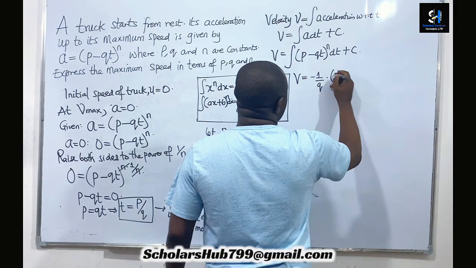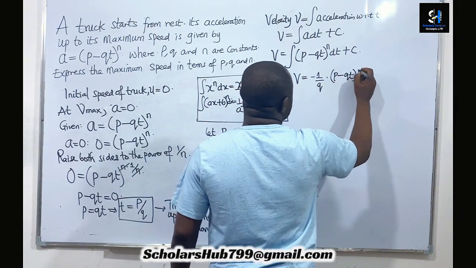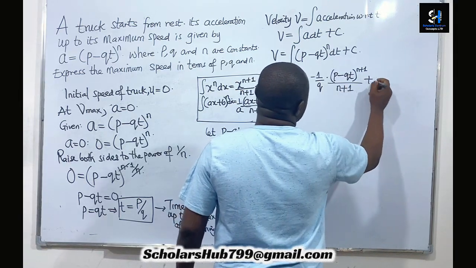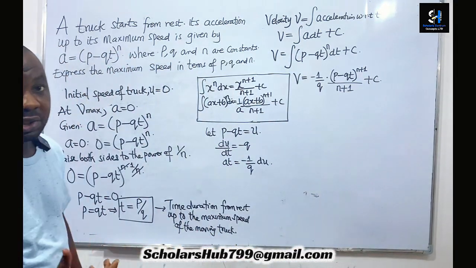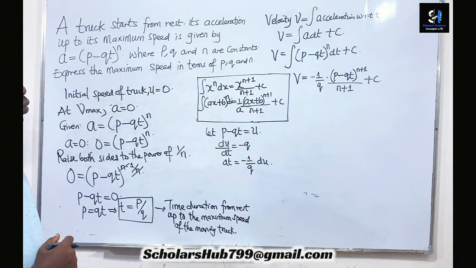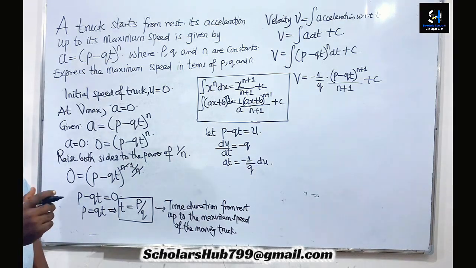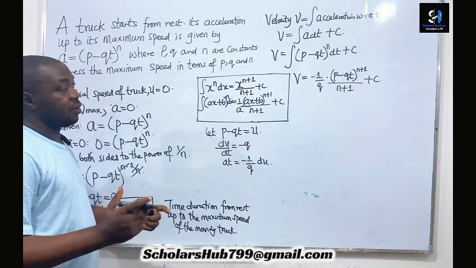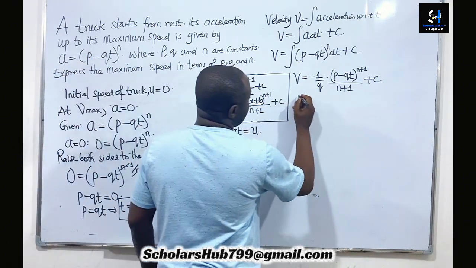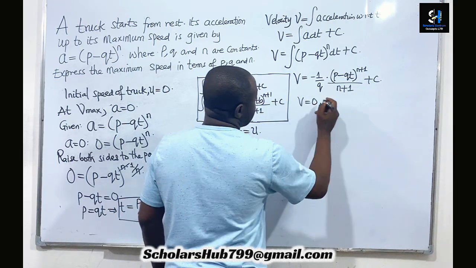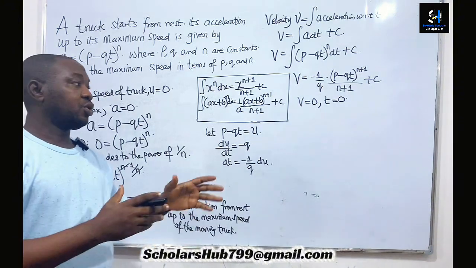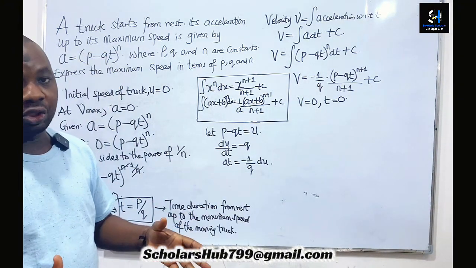All right, so this will now be multiplied by, when we integrate this, parentheses p minus qt raised to the power of n plus 1 over n plus 1, plus the constant of integration. So what to do now is to find the value of c, the constant of integration. The constant of integration is found when v equals 0 and time t equals 0, that is when we consider the initial value conditions.